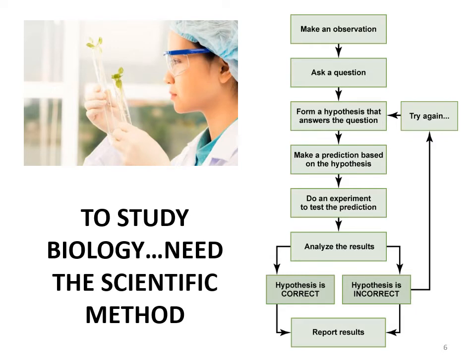Now, in order to actually study biology, we always need to use the scientific method. Each time you encounter the scientific method, you may see it written slightly differently, but overall it should include some form of observation, then asking a question, forming a hypothesis to have an educated guess about the answer to that question, and then you would make predictions and do an experiment. Once you do that experiment, you would gather your data and analyze results and figure out, was my hypothesis correct or does it need more work? Is there another path my research is going to go on?